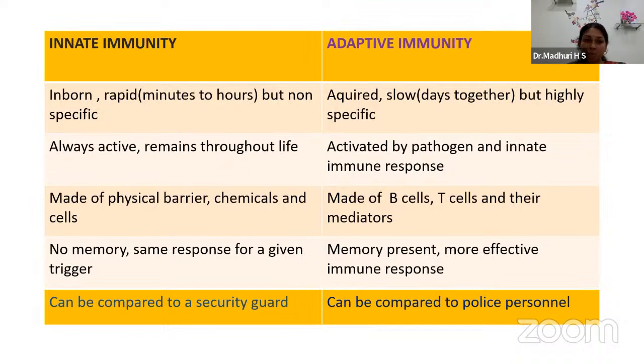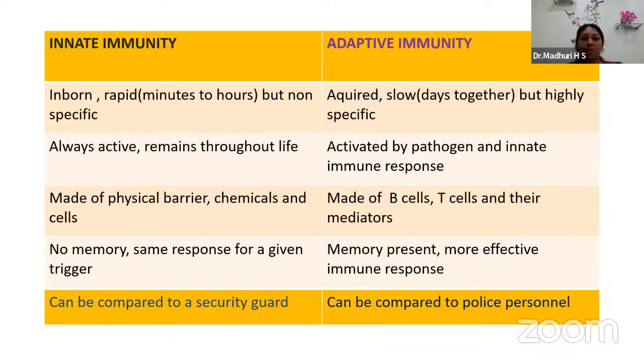So coming to innate immunity further, it is made of physical barriers and chemicals like we discussed, and there is no memory. That is the major difference between innate immunity and adaptive immunity. Whereas adaptive immunity, like the police personnel, is more trained, or that is what it is there for, defense purposes, on a more advanced scale.